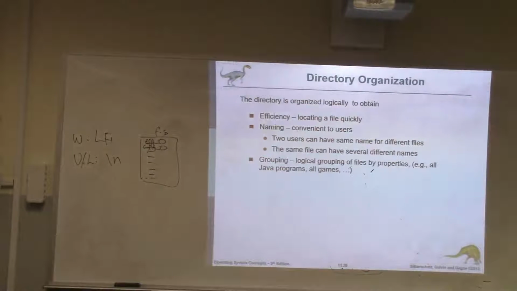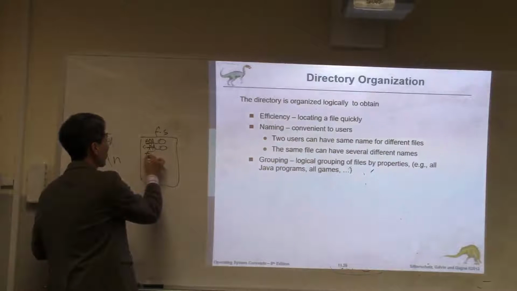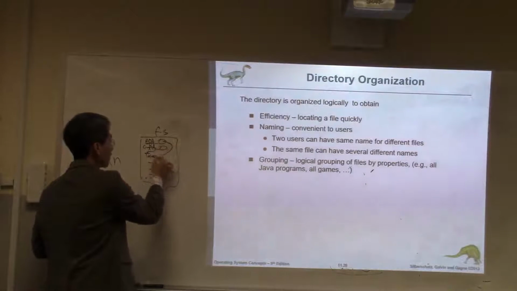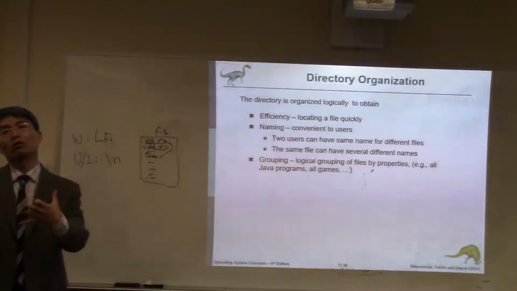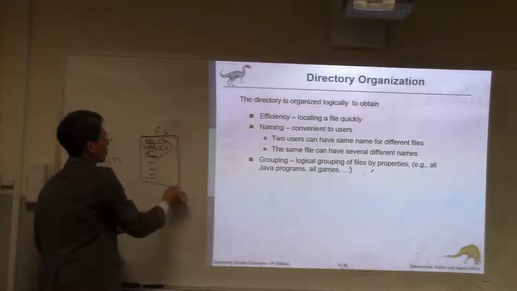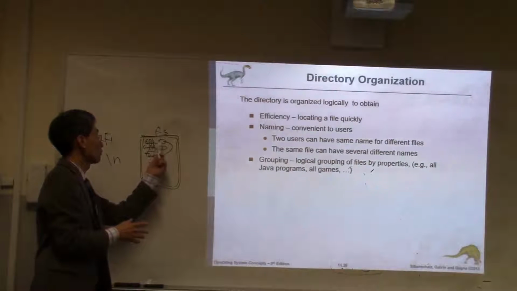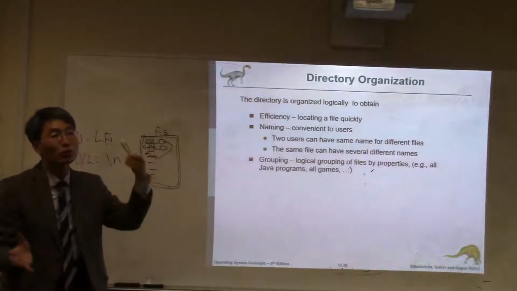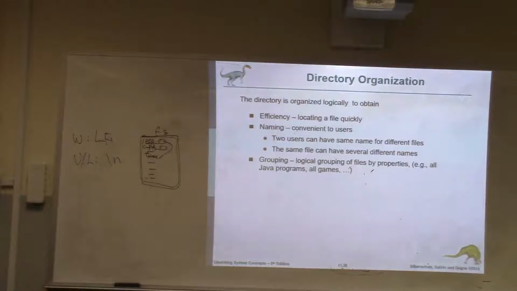And grouping also. He has a GPA file and a transcript file, but these are for the same student. Can you make them a group? If we do not have the directory structure, we need to have some suffix or prefix to make them a group. So to address the problems of efficiency, naming and grouping, we can have the directory structure.